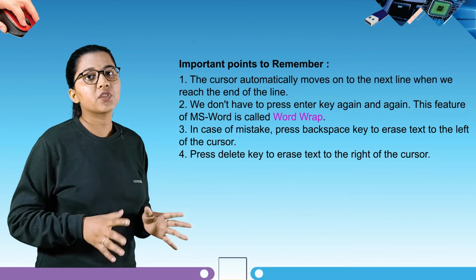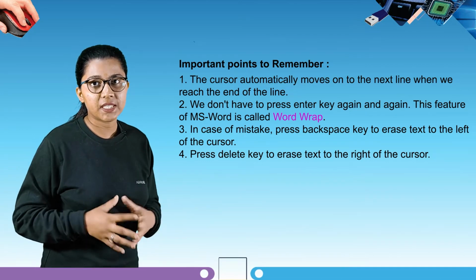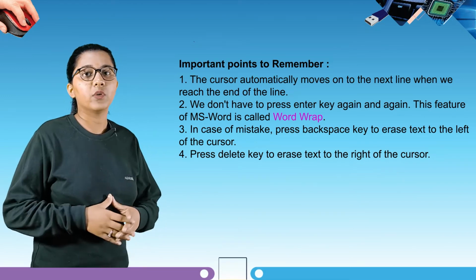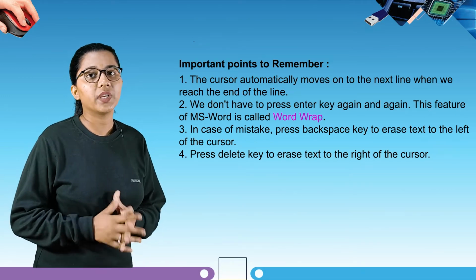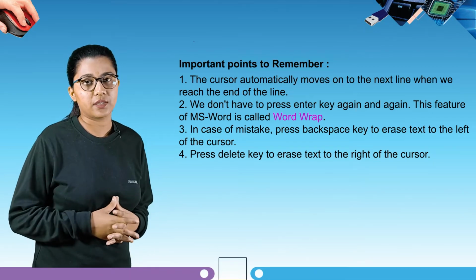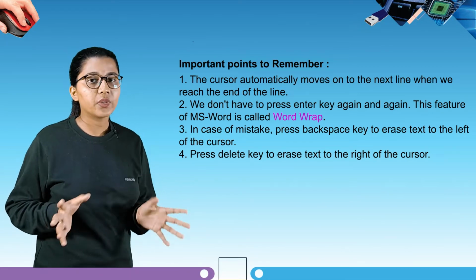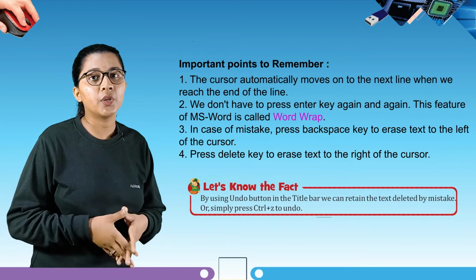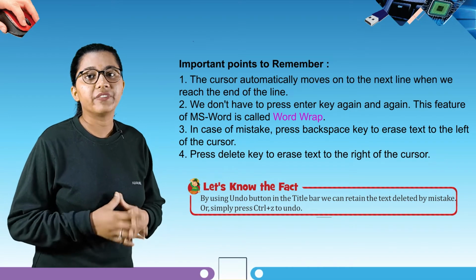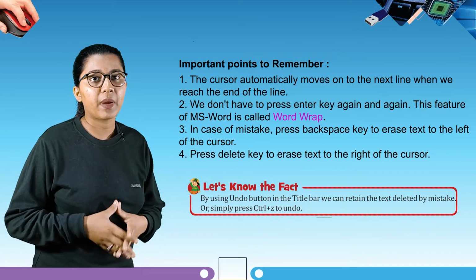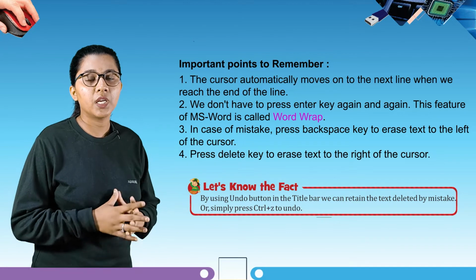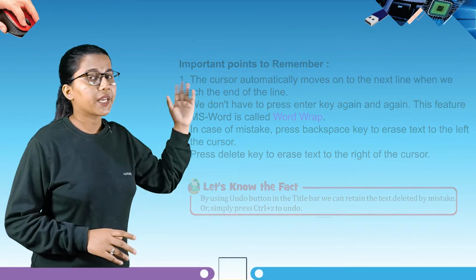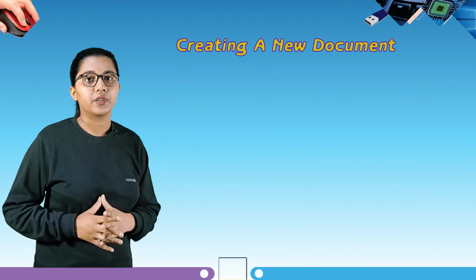Third, in case of a mistake, press the backspace key to erase text to the left of the cursor. Fourth, press the delete key to erase text to the right of the cursor. So students, now it's time to know an interesting fact. By using the undo button in the title bar, we can retain the text deleted by mistake, or simply press Ctrl plus Z to undo. So students, our next topic is creating a new document in MS Word.